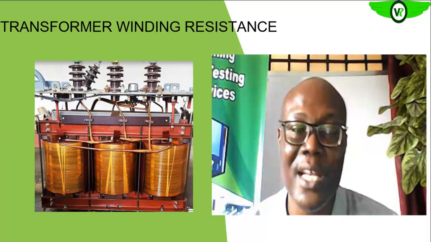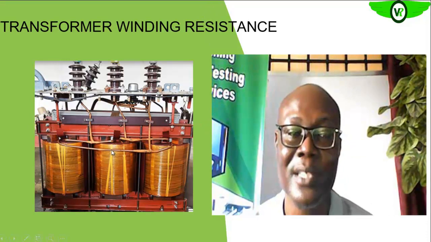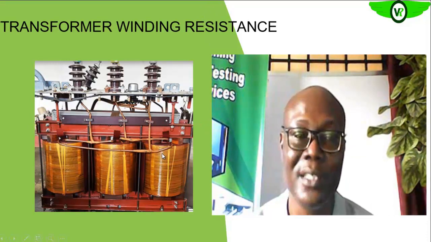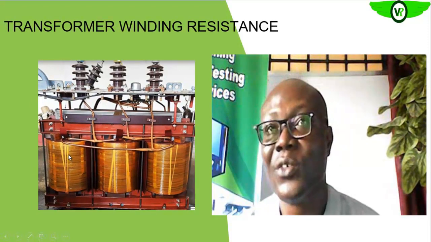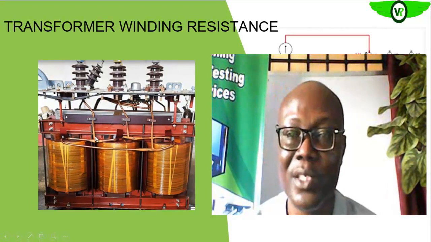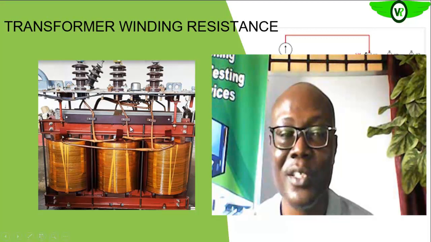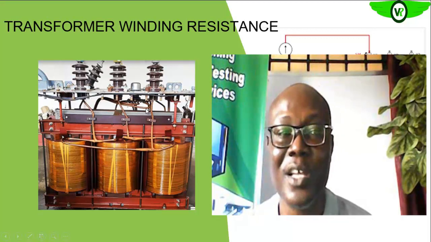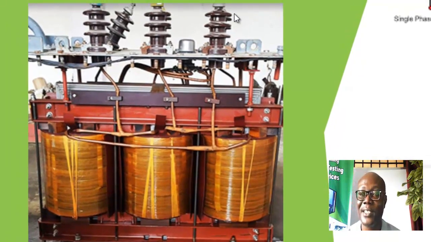The transformer, like we explained earlier, is the same thing too. The primary here, primary here, equal resistance. Secondary here and here, equal resistances. So our measurements are supposed to be the same. If you measure between here and here, because once this one is connected, immersed in your oil, you can only access the terminals outside the transformer.